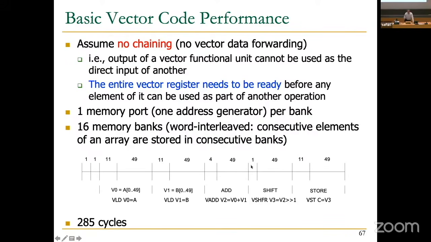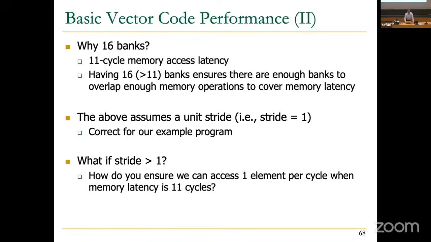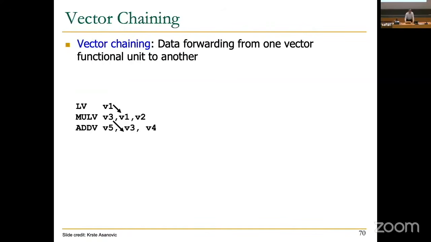Basically, we can do element-wise forwarding of results. And that's what we're going to do. That's the idea of vector chaining. It's the fancy word for data forwarding. We're going to forward data from one vector function unit to another. And this is one example over here.